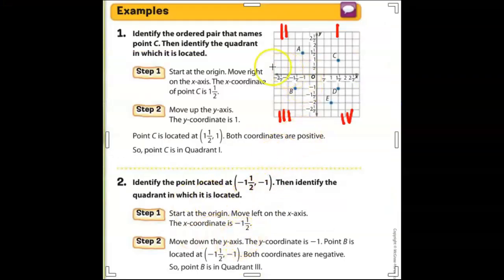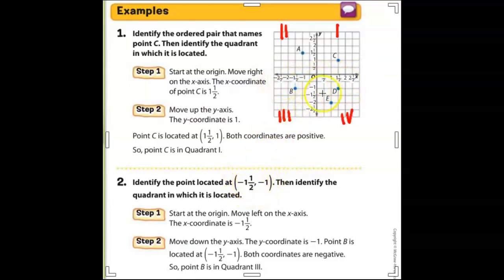In the second example, they're still using this same coordinate plane. So it's asking again for us to identify the point that's located at -1 and 1/2 and -1. And then we're going to identify the quadrant. Of course, I've already labeled the 4 quadrants, 1, 2, 3, and 4. At this time, instead of giving us the point as a letter, they're giving us the actual ordered pair. So the x value is what we're going to locate first.